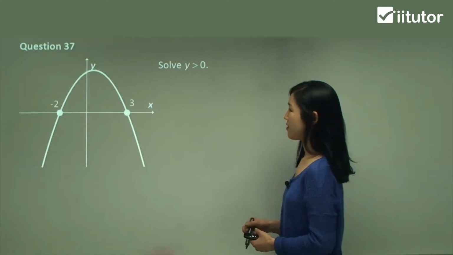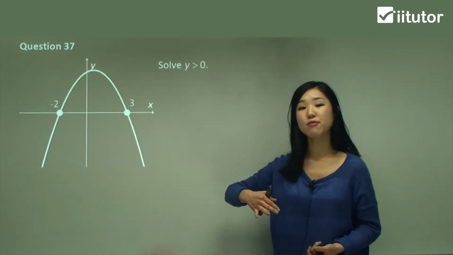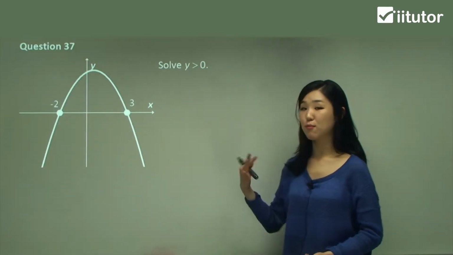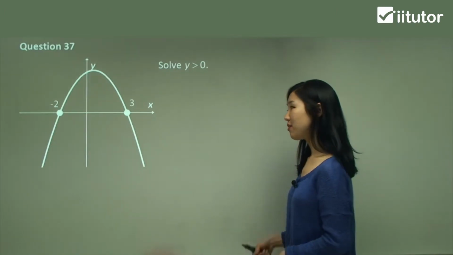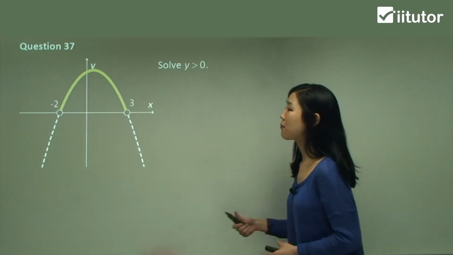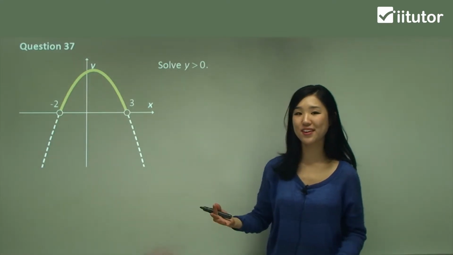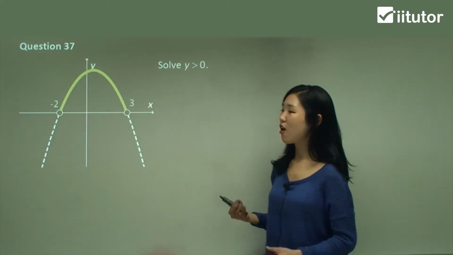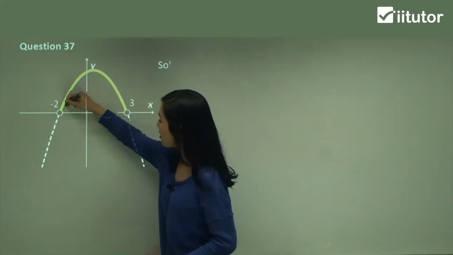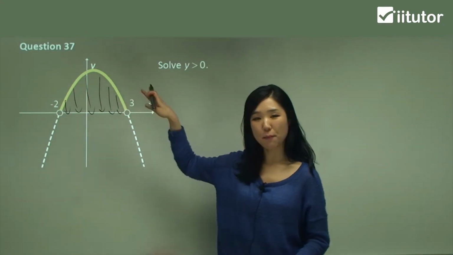Question 37 says solve y is greater than 0. Again, figure out which part of the graph is above the x-axis, because the x-axis represents y equals 0. It's obviously just that part which is above the x-axis, but I'm going to have these as hollow circles because it's not equal to, it's just greater than 0. The points of x that satisfy this part of the graph are going to be these parts. All these values of x correspond to that part of the graph.